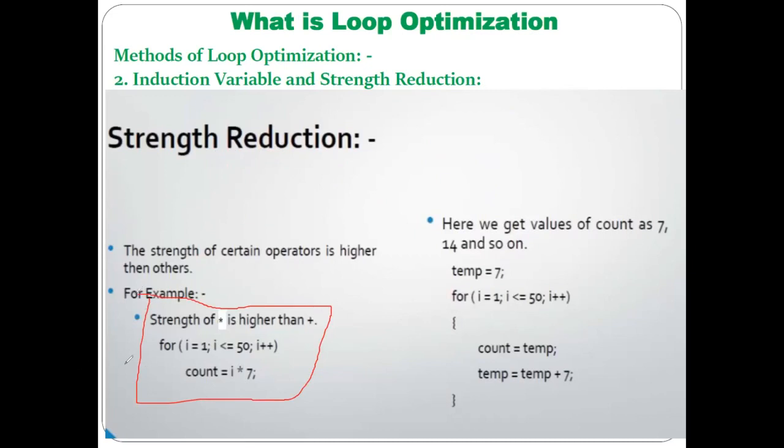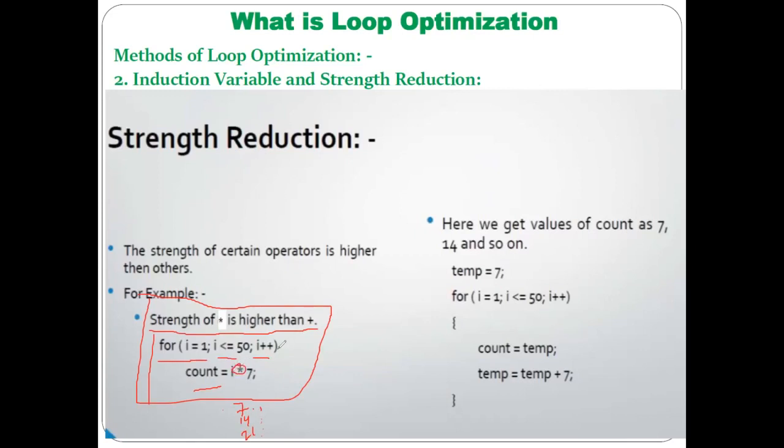Suppose in this example, you can see the strength of this multiplication operator is higher than the plus operator. For I equal to 1, I less than or equal to 50, I plus plus, count is equal to I into 7. So what will be its result? Its result will be like this: 7, 14, 21, and so on, the results will be multiples of 7. Now, is it possible to replace this? This is a high strength operator.